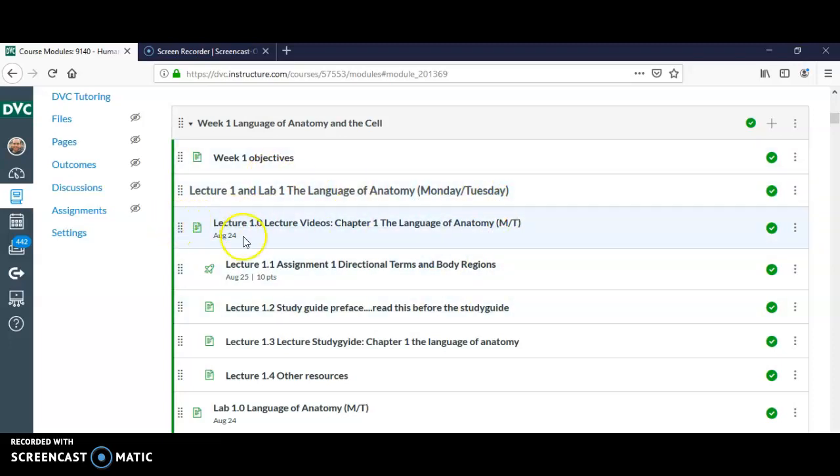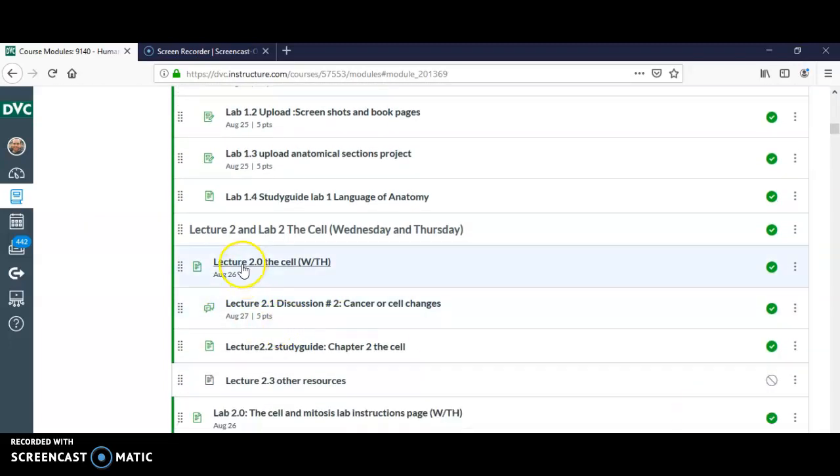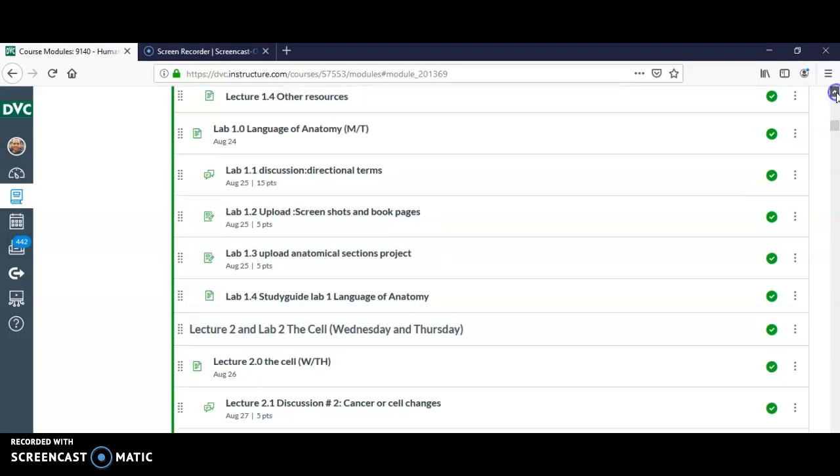So lecture 1 is our language of anatomy, lecture 1.0. Then I have supporting material. Directional terms, study guide. I do not collect the study guide. It's to help you study. And sometimes other resources, sometimes not. Scroll down here, lecture 2, the cell. Supporting material, follow-ups, and other resources. Again, the study guide I do not collect.